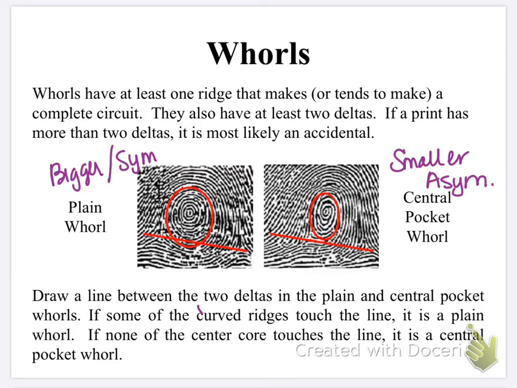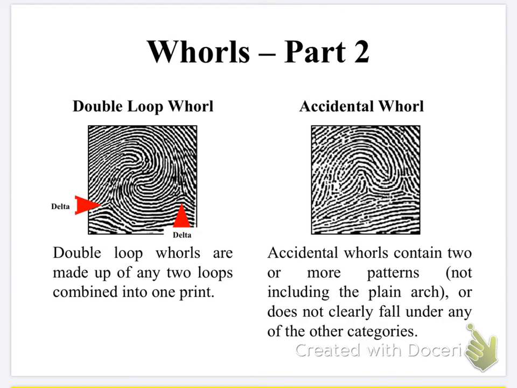Also, if you draw a line between the deltas and that circular characteristic crosses the line, that's a plain whorl. If it doesn't, that's a central pocket whorl. Double loop whorls look like two loops that are folding in on each other, and then accidental is if you can't classify it to one area, and you can see other patterns other than plain arches, you probably have an accidental whorl, or if you can see three deltas.